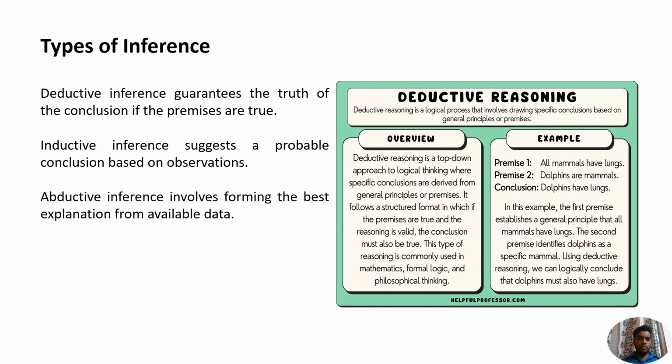Types of inference. There are three types of inference: deductive inference, inductive inference, and abductive inference. Deductive inference guarantees the truth of the conclusion if the premises are true. Inductive inference suggests a probable conclusion based on observations. Abductive inference involves forming the best explanation from the available data. As you can see on the right hand side, there is a small chart representing an overview of deductive reasoning, including examples.